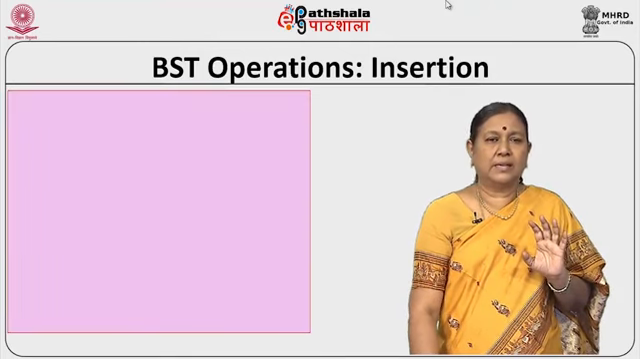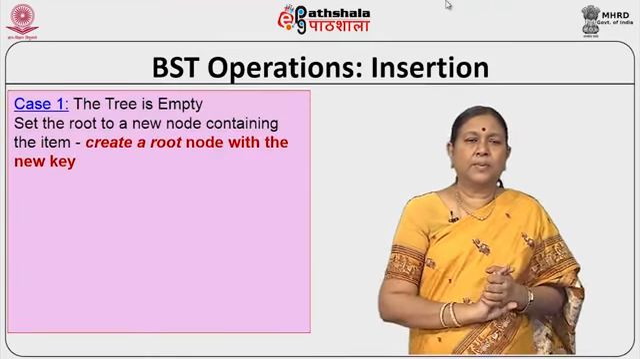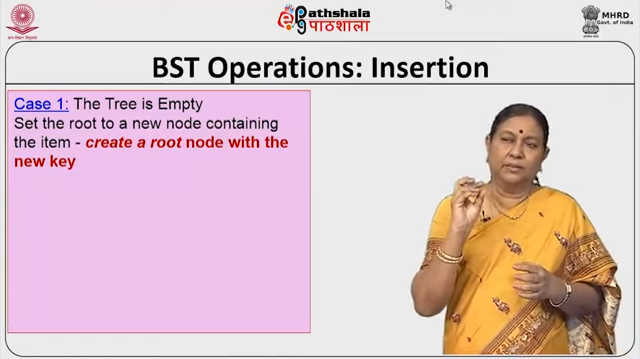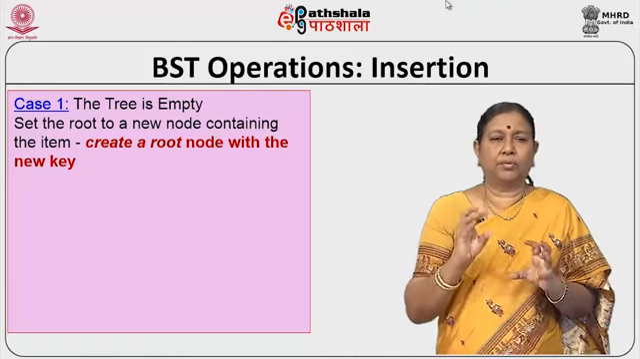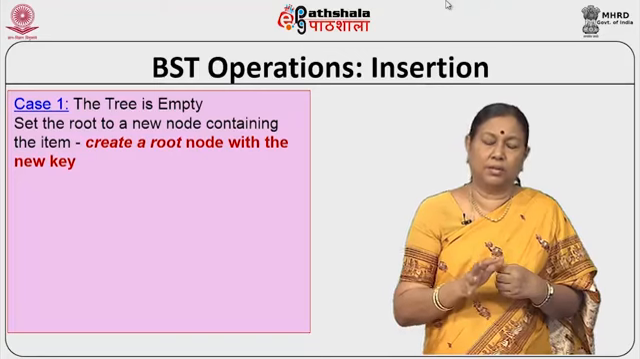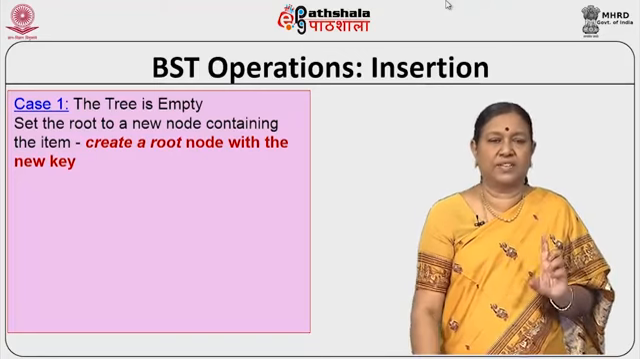So, let us start with case 1. Case 1 is the tree is empty. So, what you do? You create a new root node containing the item that you have to insert, that is create a root node with a new key. That is the first case.